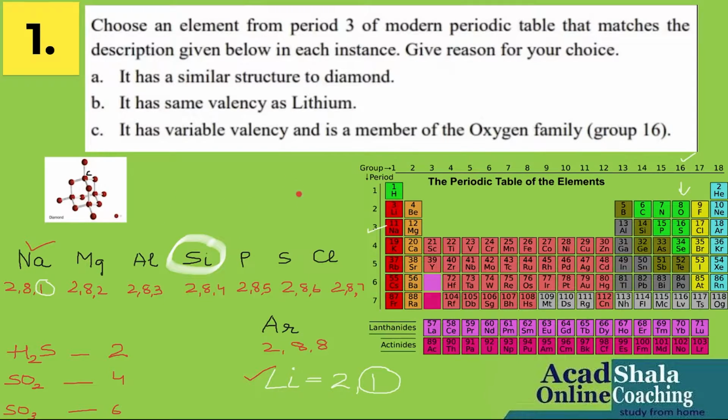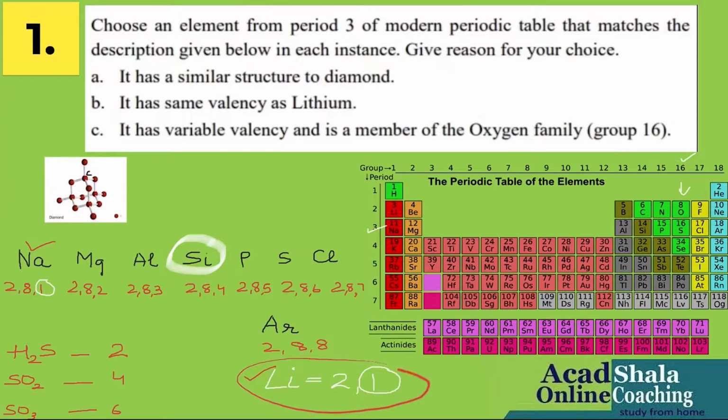So this way, step by step, keep on going, and then of course you will have the answer in your hand. Second part, it has the same valency as lithium. First of all, we will solve this. Lithium has which atomic number? I know it. Atomic number is 3, and the electronic configuration, that is EC of lithium, is 2, 1. I will write it in a corner for my reference.